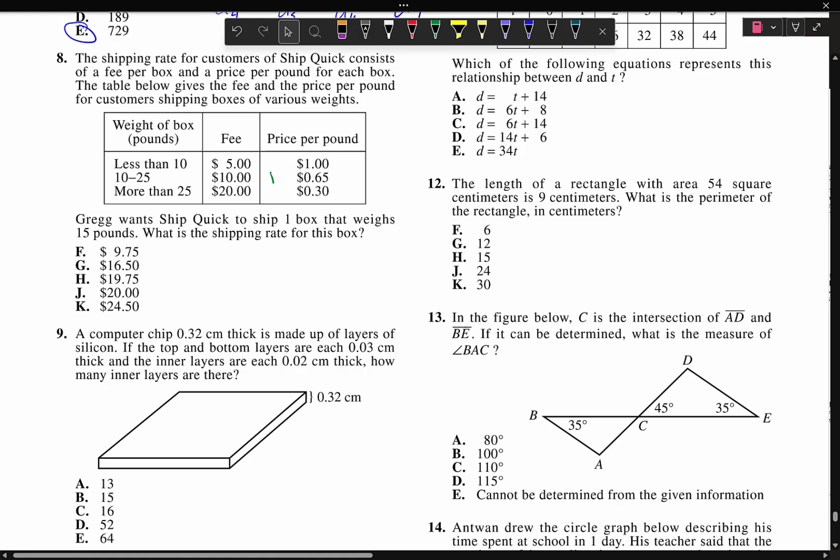Number 8, the shipping rate for customers of... okay, so it's a diagram. We have a table. Most of the time, that means you can skip all of these words. All these words right here are just repeated visually with that table. So let's go straight to the question right here. Greg wants Ship Quick to ship 1 box that weighs 15 pounds. What is the shipping rate for this box? So 15 pounds falls in this category right here. So that means there's going to be a $10 flat fee plus 65 cents times each pound of the box.